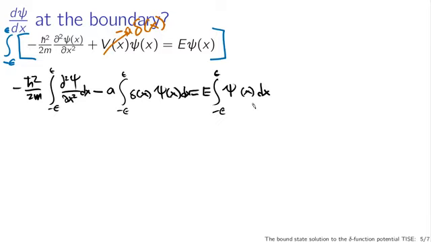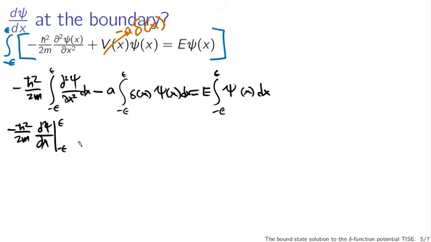So we have three separate integrals here, and we can figure out what each of these terms looks like. Our left-hand term, we have the integral with respect to x of a second derivative. So that's easy. We're just going to get the first derivative: minus h bar squared over 2m times d psi dx evaluated at the endpoints, epsilon and minus epsilon.